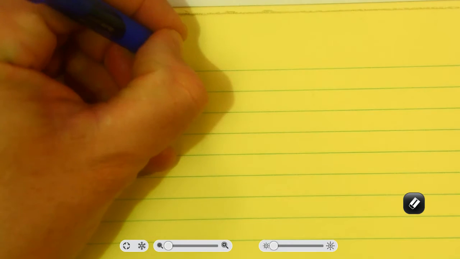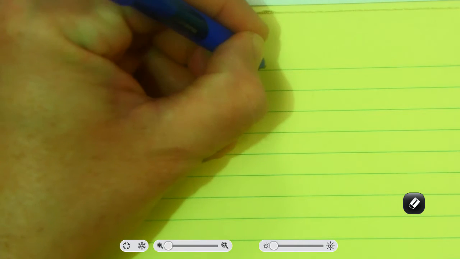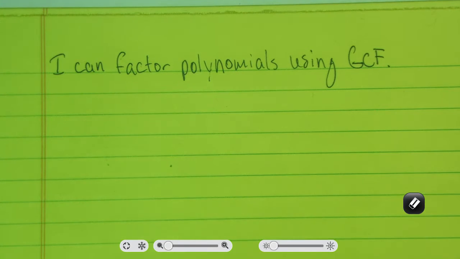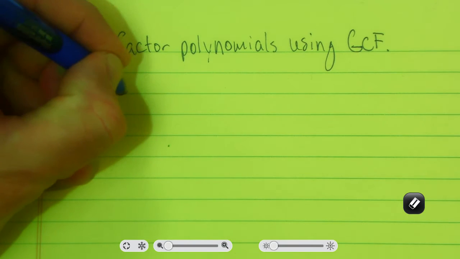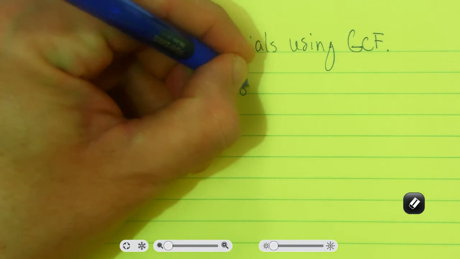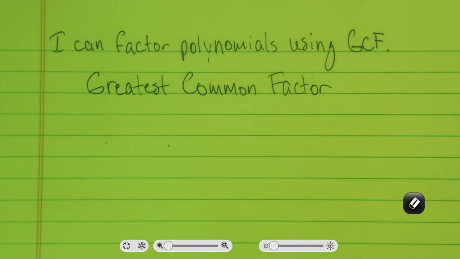Well, today our goal is that we can factor polynomials using something we call the GCF. All right, so let's talk about what that means. First of all, GCF stands for the greatest common factor. It's going to be very important throughout our whole factoring process in this new unit we start.